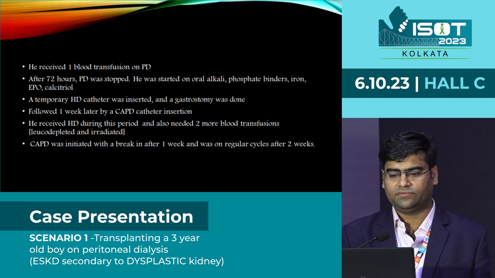He received 1 blood transfusion on peritoneal dialysis. After 72 hours, PD was stopped. He was started on oral alkali, phosphate binders, iron, erythropoietin, and activated vitamin D. A temporary HD catheter was inserted and a gastrostomy was done, followed 1 week later by a CAPD catheter insertion. He received hemodialysis during this period and also needed 2 more blood transfusions, leukodepleted and irradiated.